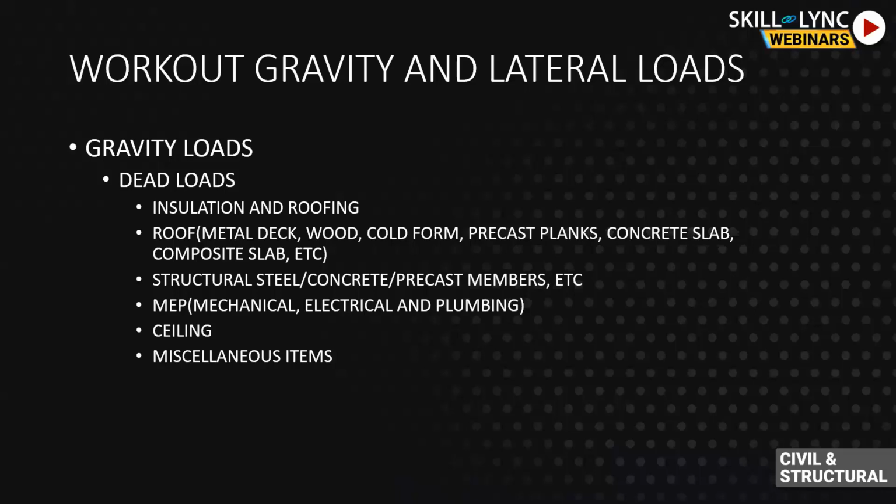Otherwise, if it's a steel deck, or a light gauge deck, a light gauge roof, or a wooden roof, or a precast roof, there are chances that you would be seeing insulation and roofing on top of those. So insulation and roofing, then we talk about roof. The roof can comprise of, as I quoted some examples, a metal deck, wood, light gauge, precast planks, a concrete slab, or a composite slab, depending on your requirement from the client, from the project.